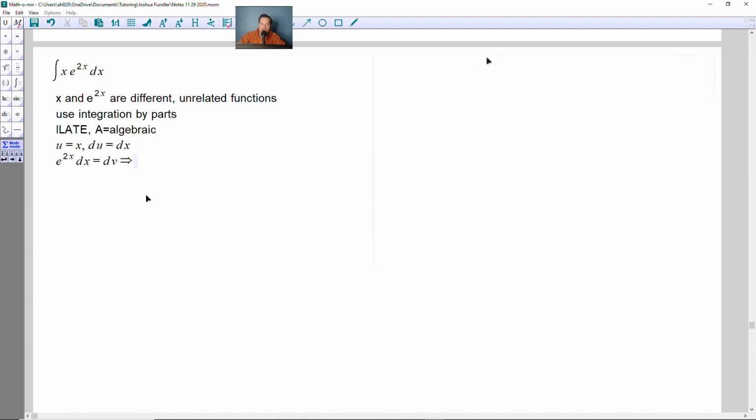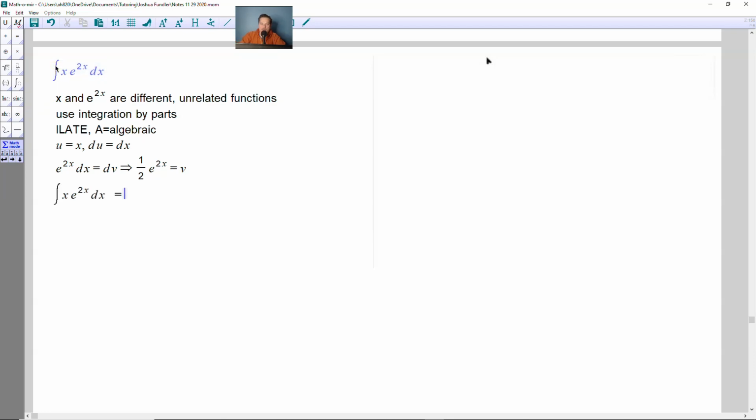So then what you need to do is you anti-differentiate both of those sides. The antiderivative of e to the 2x is the following, 1 over 2 e to the 2x. And then the antiderivative of dv is just v. So then you're going to copy this integral straight down. Let's do that right now.